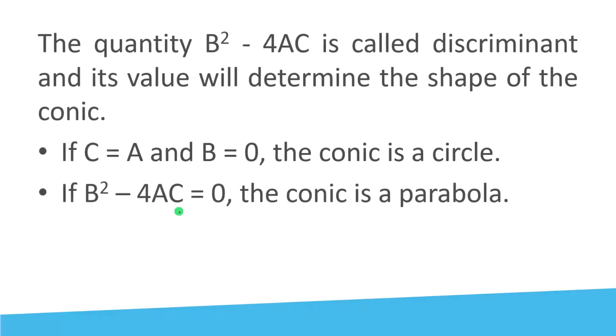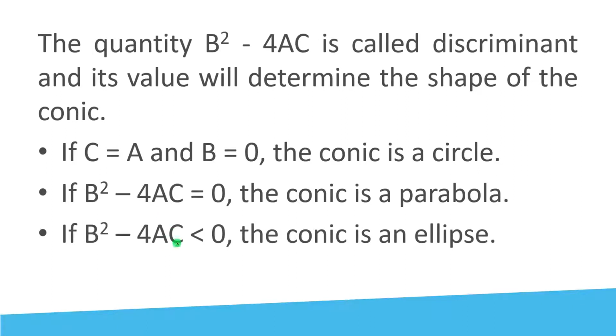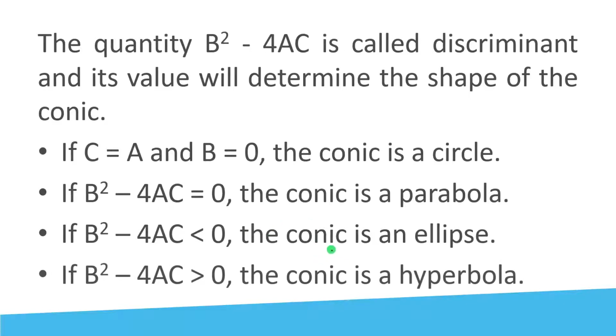If the discriminant is equal to 0 when we substitute all the coefficients into the equation, the conic is a parabola. If it is less than 0, the conic is an ellipse. And if it is greater than 0, the conic is a hyperbola.